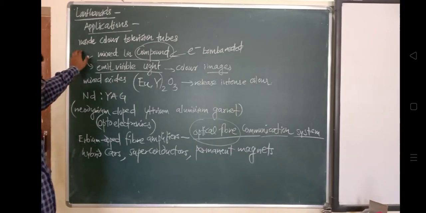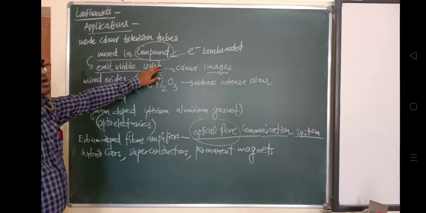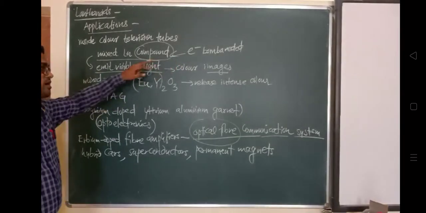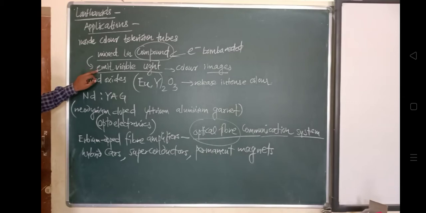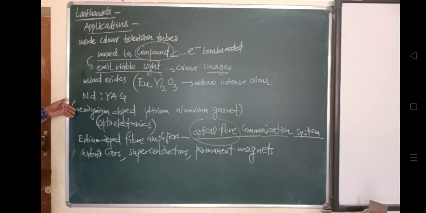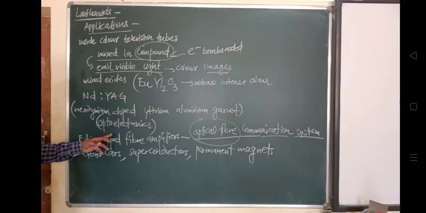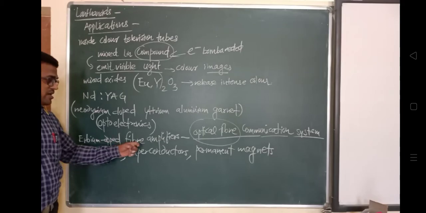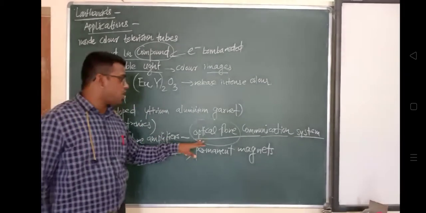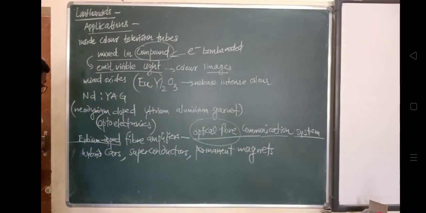It is also used in the compounds inside television tubes, because they show different colors due to the bombardment of electrons, emitting visible light, and they are also mixed with some oxide which releases intense color. Like neodymium, when doped with yttrium aluminum garnet, it can be used for optoelectronics applications. Erbium, when doped in a fiber amplifier, can be used in optical fiber communication systems, because these elements are lanthanoid elements.